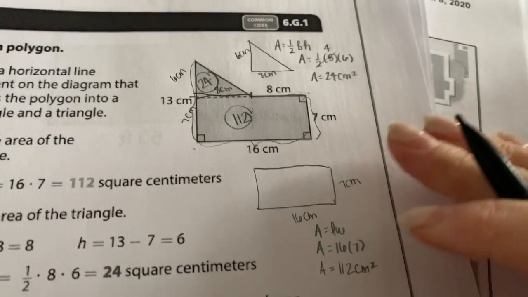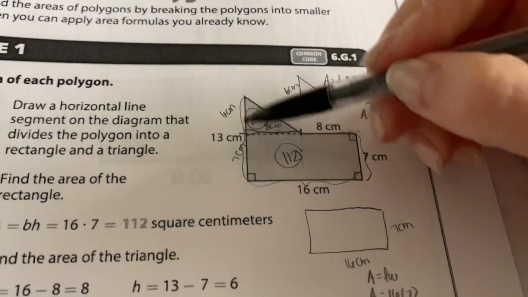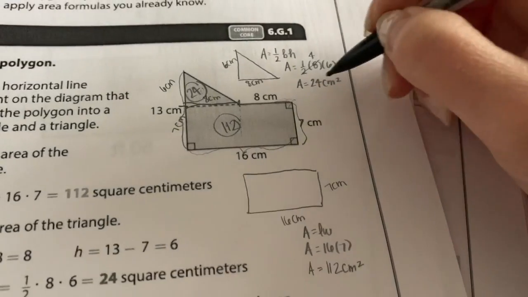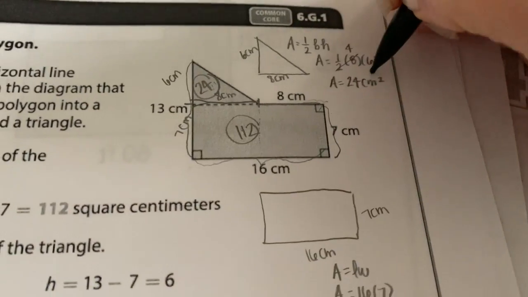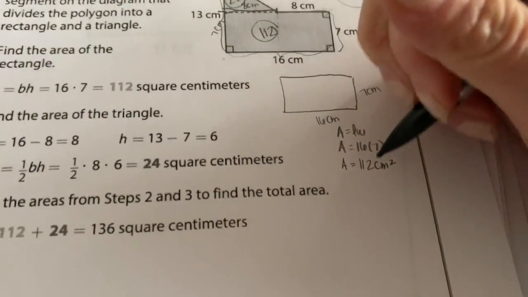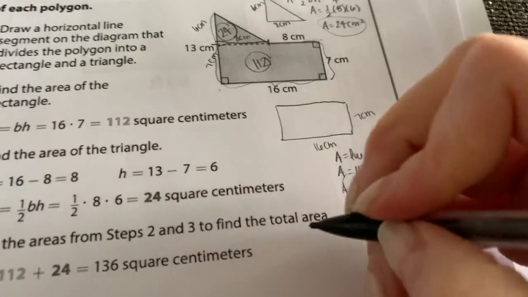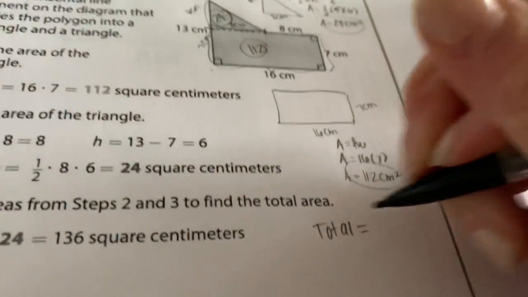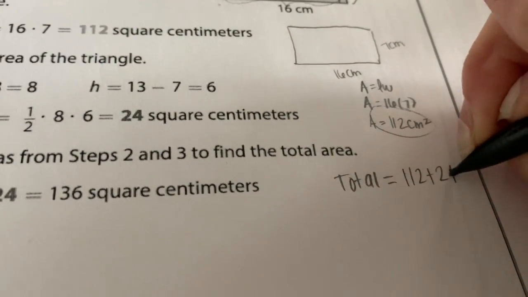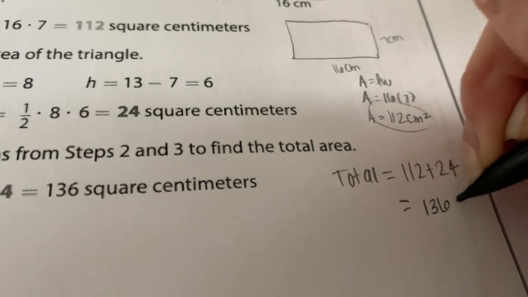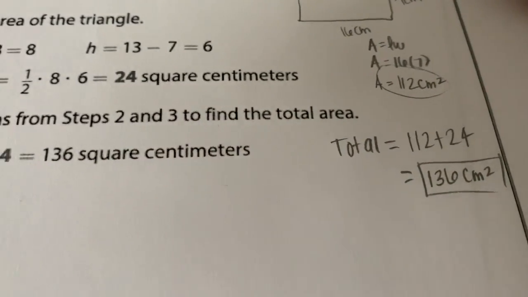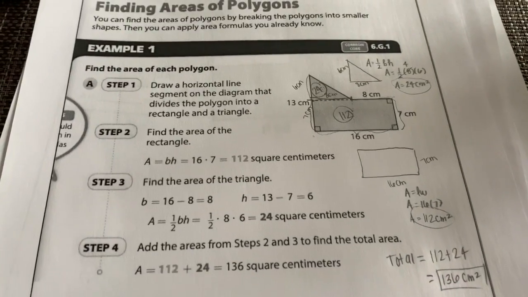Now we're almost done. To find the total area of the entire figure, we're going to add these two areas together. So you take the area of your triangle, take your area of your rectangle, and add them together. So it's going to be 112 plus 24, and that gives us 136 centimeters squared. Ta-da! That's it.